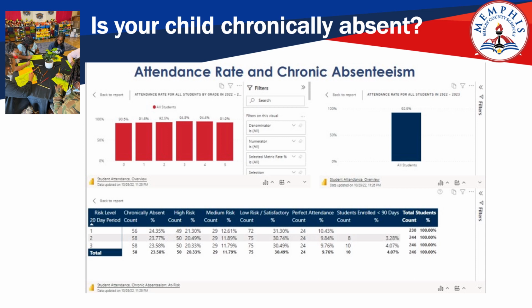You could also talk to Ms. Coburn or our school counselor, Ms. Brookins, if you don't believe that your child had 5 unexcused absences. It could be due to us not receiving the information.